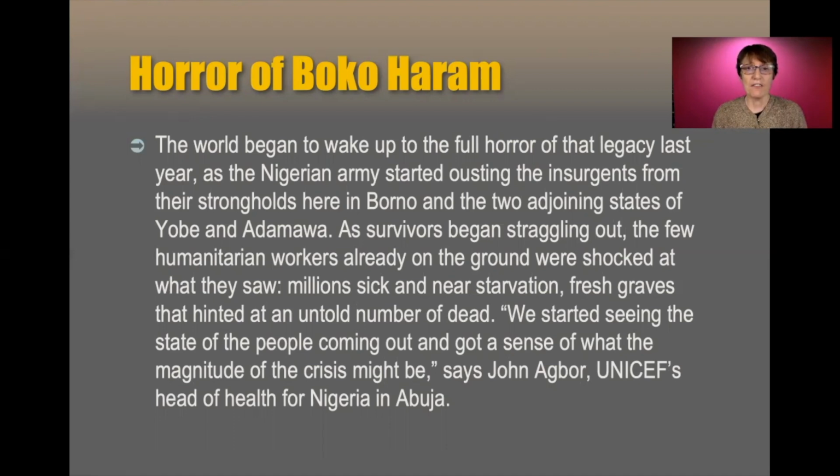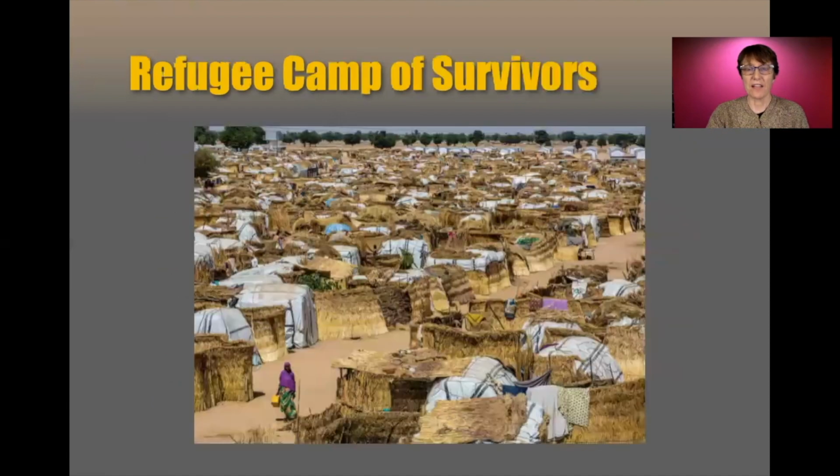So as the survivors began straggling out, the few humanitarian workers already on the ground were shocked at what they saw: millions sick and near starvation, fresh graves that hinted at an untold number of dead. We started seeing the state of the people coming out and got a sense of what the magnitude of the crisis might be, says John Agbor, UNICEF's head of health for Nigeria in Abuja. That's the capital of Nigeria.